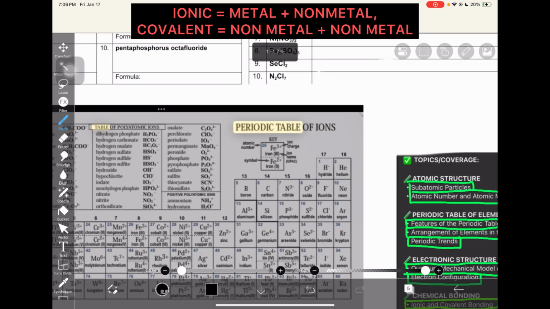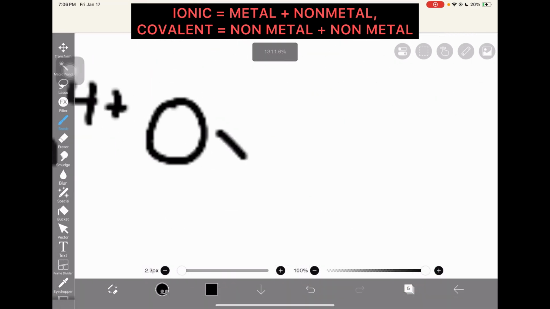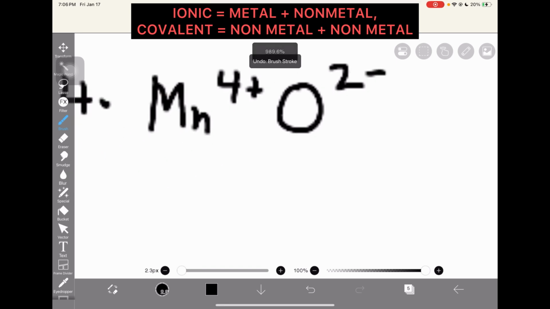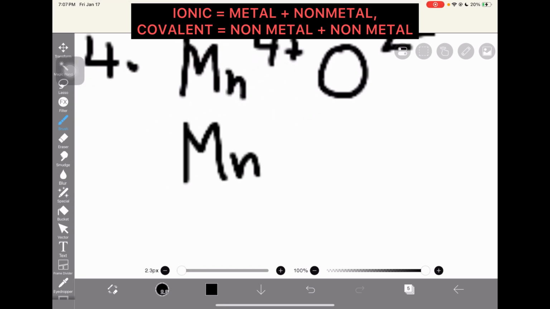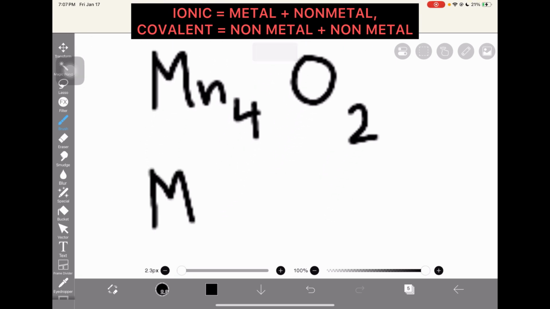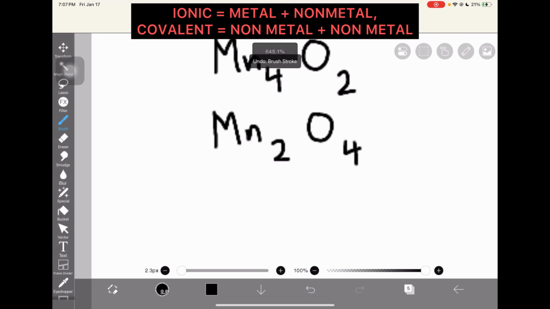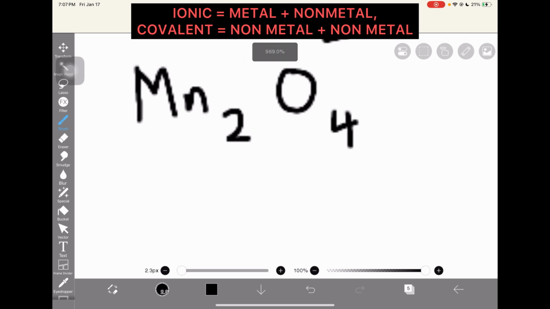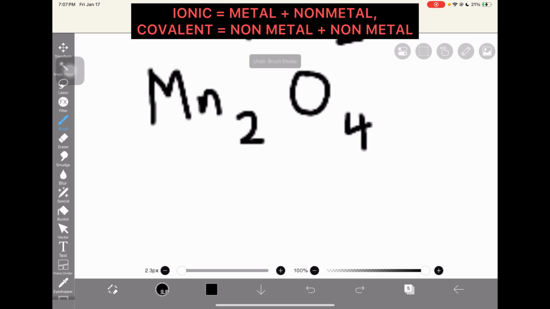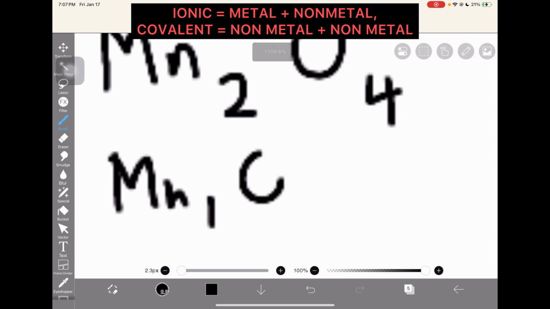Oxide is oxygen, and it has 2 minus. Once again, drop the numbers, swap the locations. And then now we can reduce, because as you could see right here, there's a 2 and there's a 4. That is what you call a common factor, and you must reduce it to Mn1 and O2.